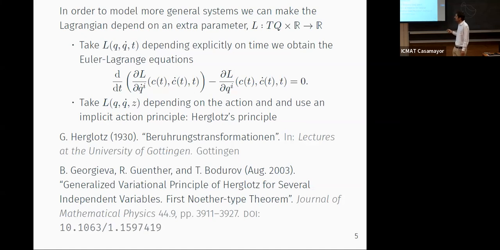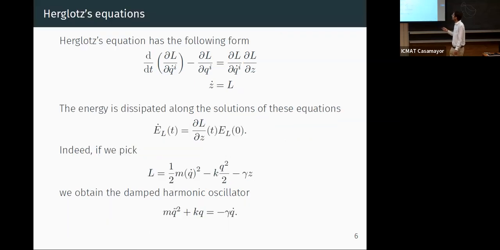And here they already point at the relationship between the principle and contact geometry. Okay, so these are the Herglotz equations. They are similar to the Euler-Lagrange equations, this part over here, but they have these extra terms. These terms can add a dissipative behavior to some systems. And this other equation just says that the extra variable, z, is the action, because its time derivative is the Lagrangian. The solutions of these equations dissipate the energy in this way. The energy always satisfies this equation.